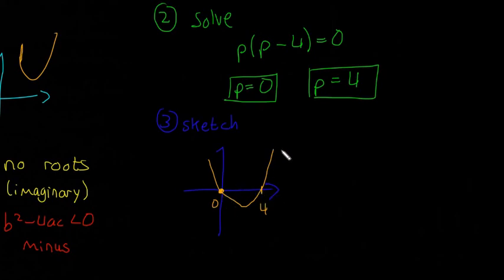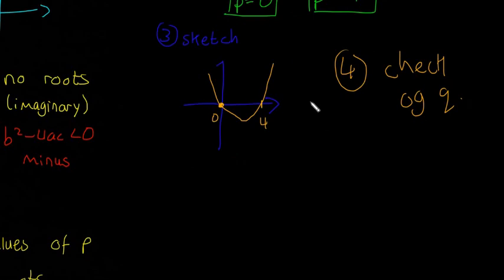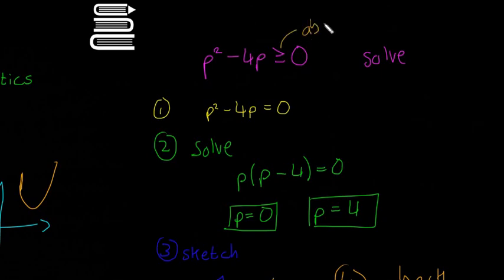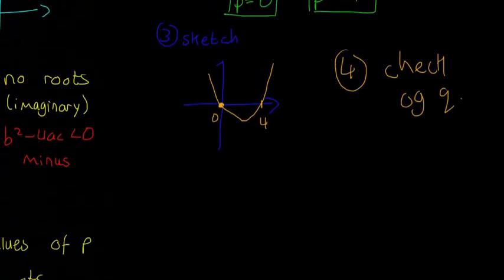So now we have this graph here, and then the fourth step is again to check the original question, and it's asking us where p squared minus 4p is greater than or equal to 0. So where it's greater than or equal to 0 means it's where it's above the x-axis. Again, greater than means above the x-axis. So I'm going to scroll down again, and I'll go to bright blue. So above the x-axis is going to be anywhere over here or anywhere over here. So it's either going to be p is less than 0 or p is greater than 4.